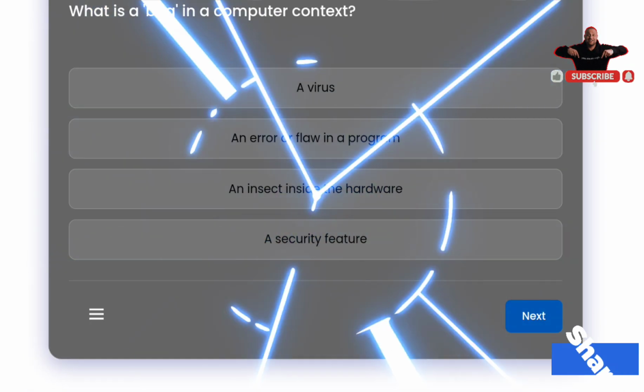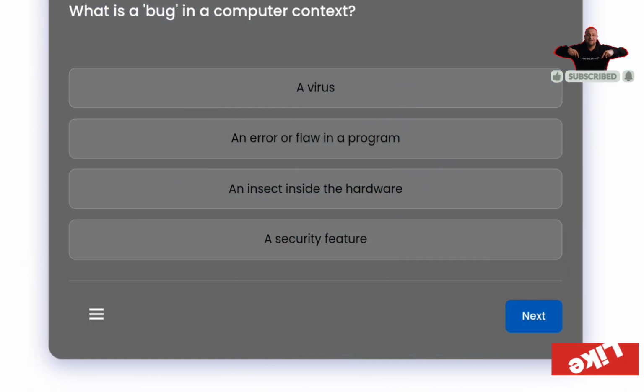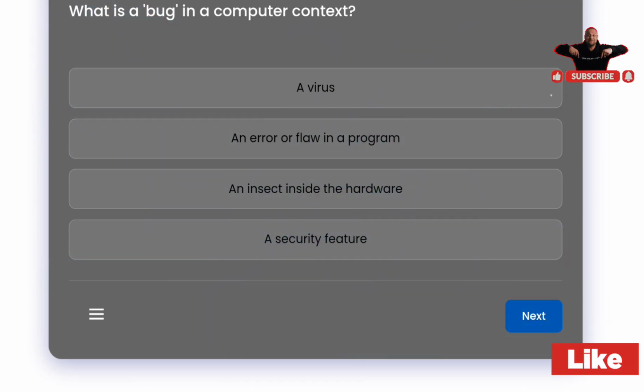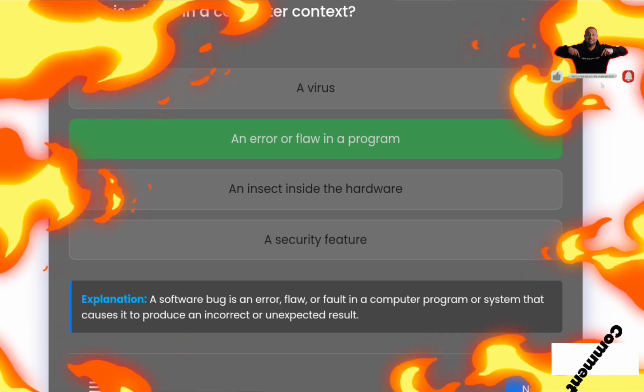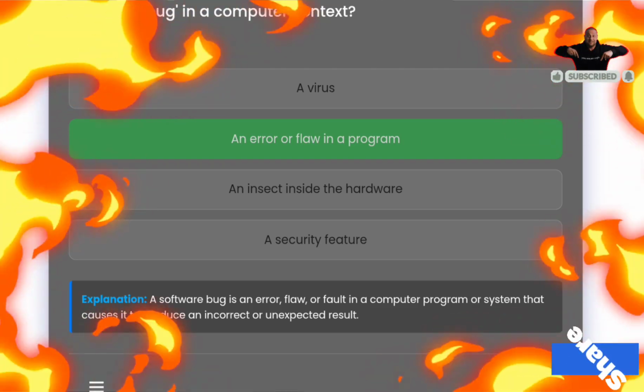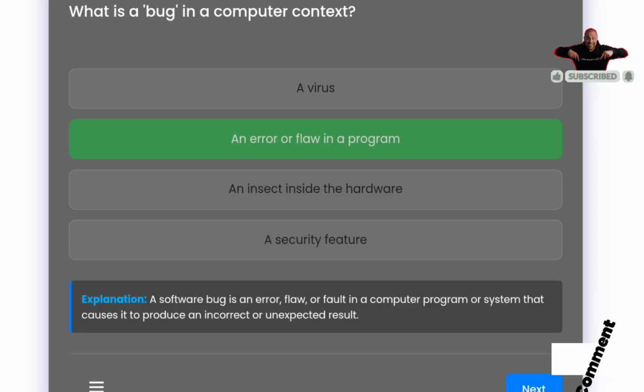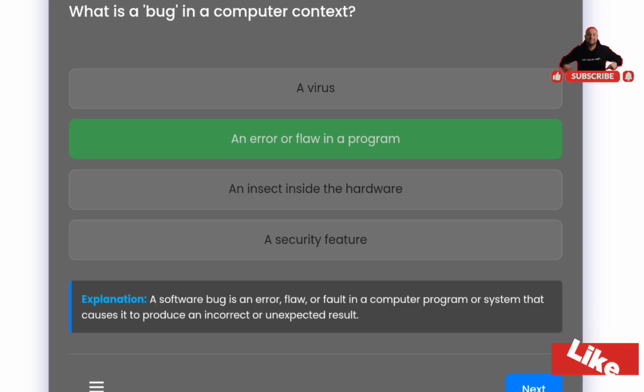Next question, what is a bug in a computer context? Bug का मतलब क्या होता है? That means an error or flaw in a program. A software bug is an error, flaw or fault in a computer program or system that causes it to produce an incorrect or unexpected result. मतलब bug means incorrect और error जो शो होते हैं उनको बोलते हैं bug.